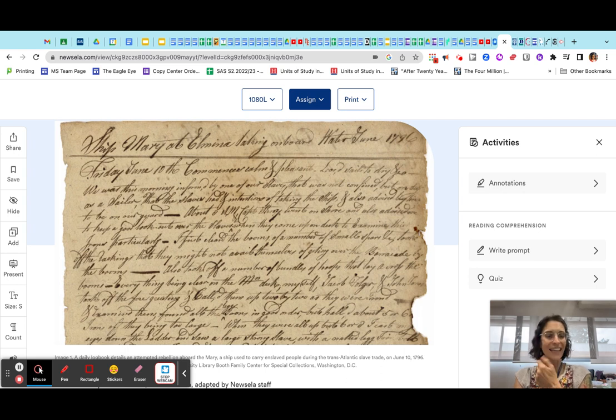What skin color would the captain and his assistant have had? Make a guess. They were white. The enslavers, the people involved in shipping, purchasing, capturing as part of the Middle Passage, were white. This is a white captain and a white assistant who wrote this journal.